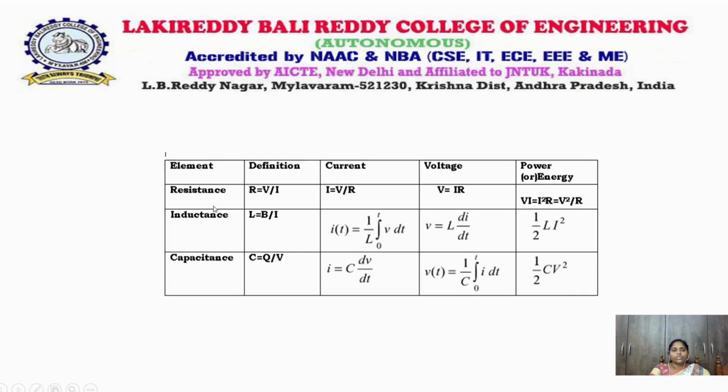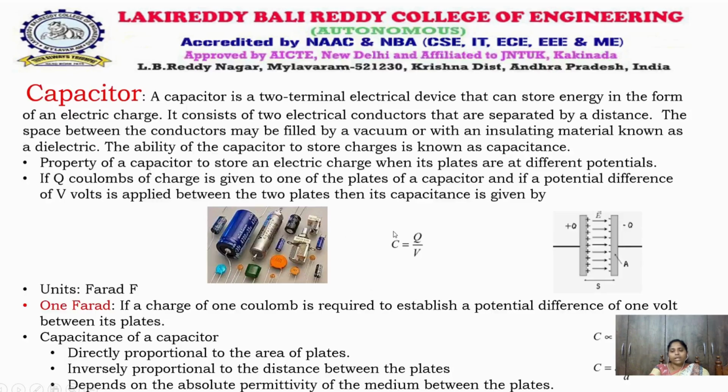Now these are the three elements and the corresponding definitions according to Ohm's law. You can write R equal to V by I, L equal to V by I, and C equal to Q by V. Then coming to the current, I equal to V by R in case of the resistor, and in case of inductance, I of t equal to 1 by L integral 0 to t V dt, and for capacitance, I equal to C dV by dt. So this is about the relations and the corresponding current and voltage relations for the resistor, capacitor and inductor.